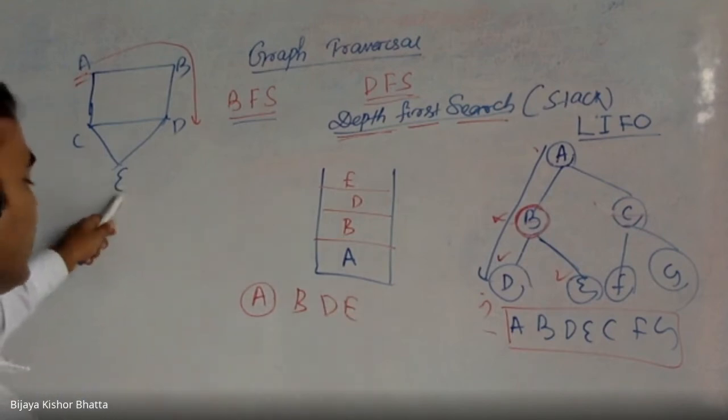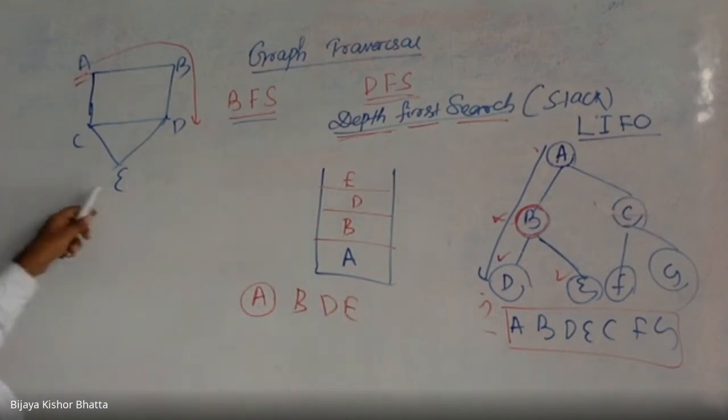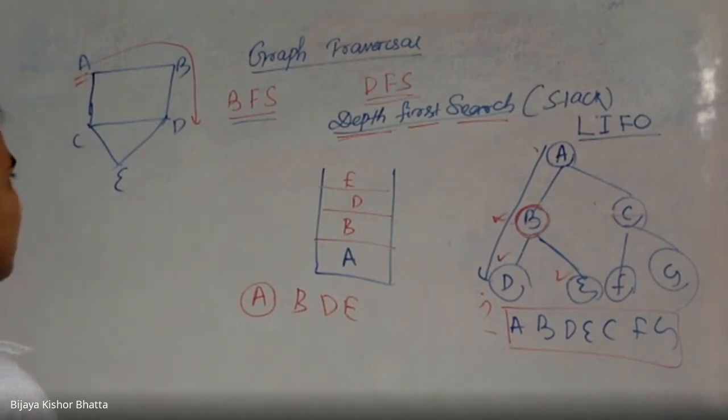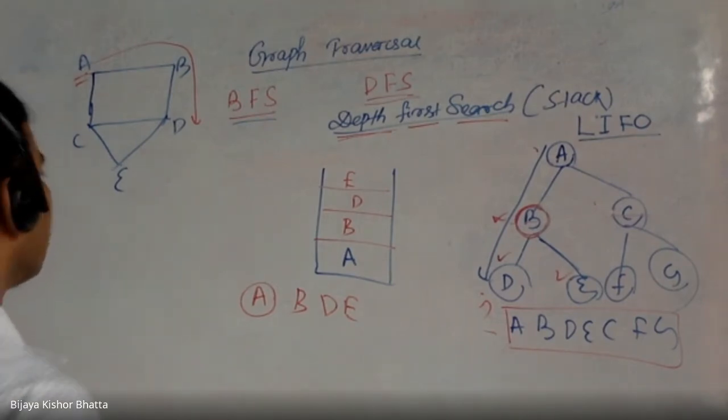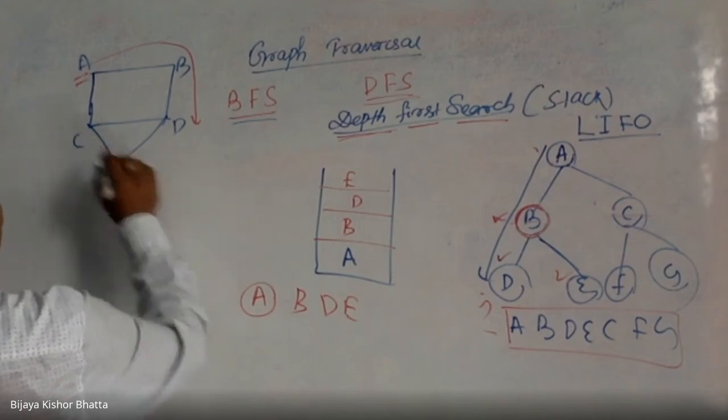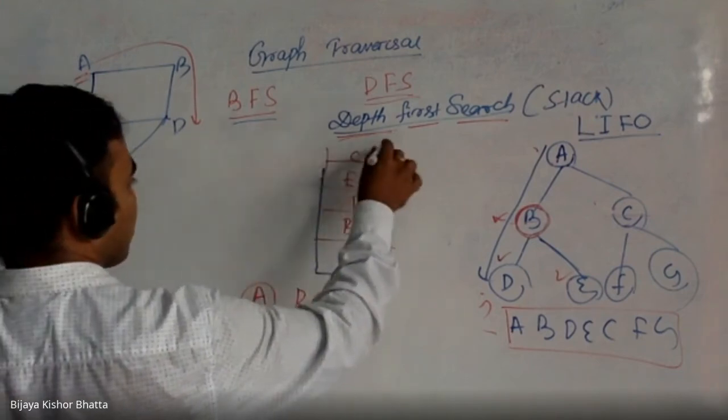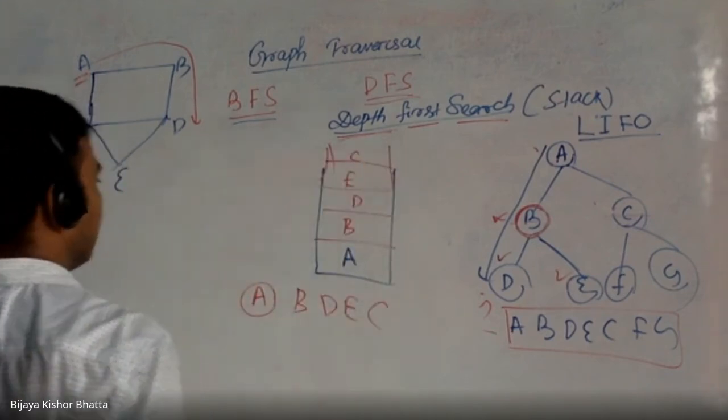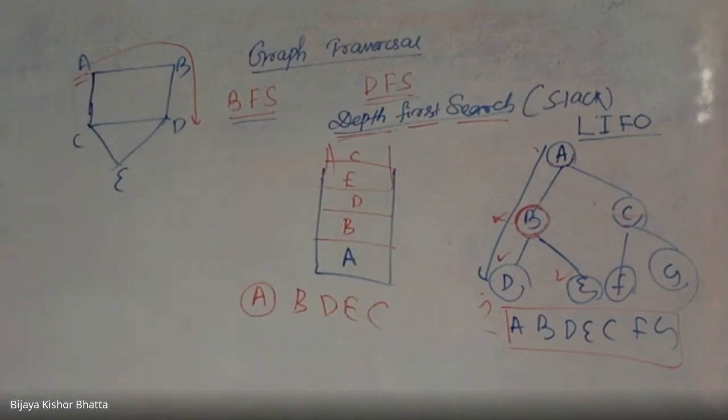I will ask E, hey, do you have someone in your adjacency which is not processed? So the answer is yes. There is only C left, right? So C is the person who exists and has not been processed till now.